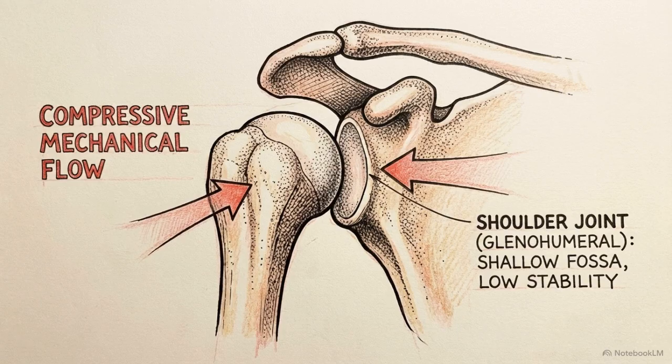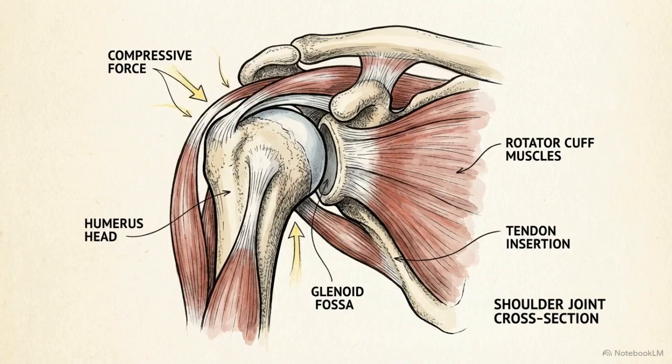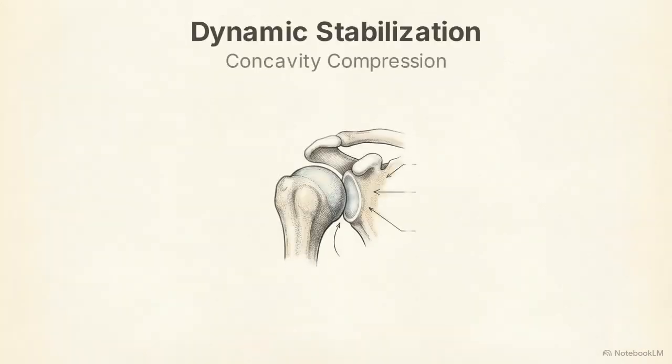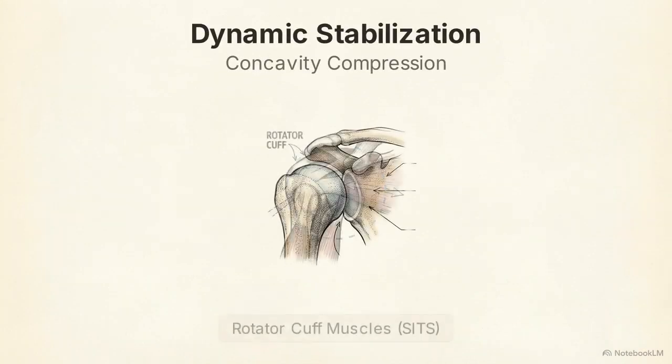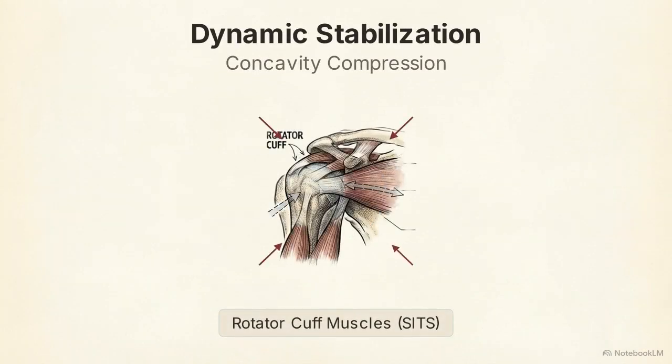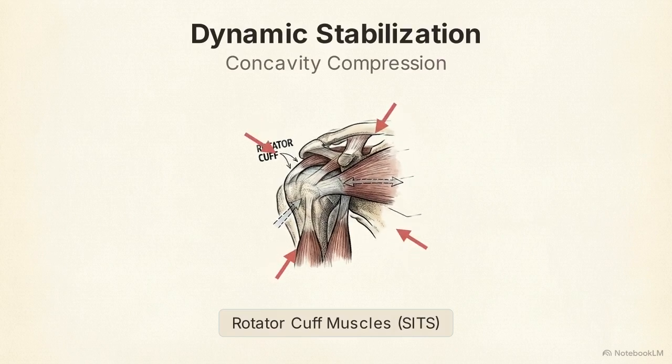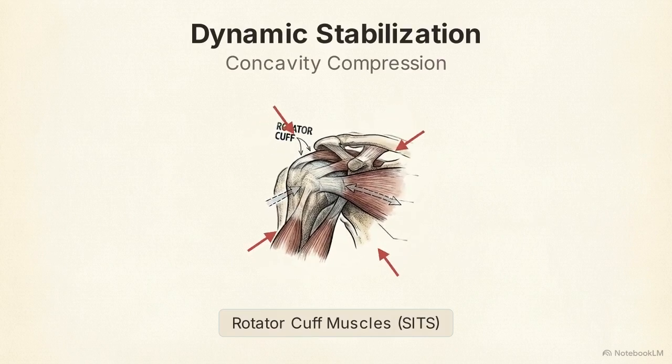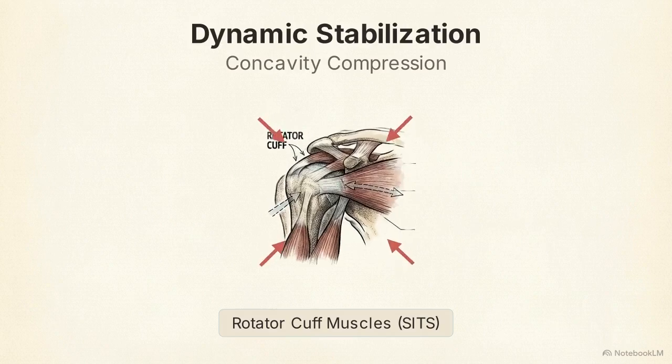Because the shoulder lacks deep bony congruency, it relies on a concavity compression mechanism. It requires continuous, active muscular force, pulling the arm bone into the shallow socket to prevent immediate dislocation. This active compression is provided by the dynamic stabilizers, the 4 muscles of the rotator cuff. They continuously fire to steer and pin the humerus against the glenoid during movement.